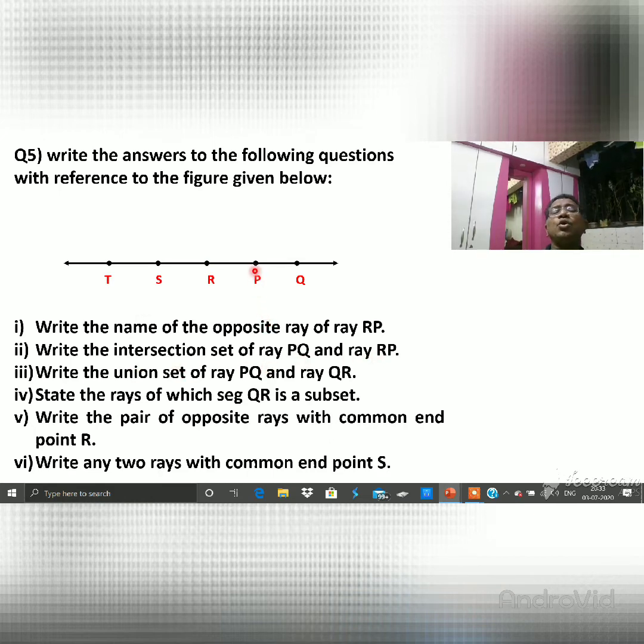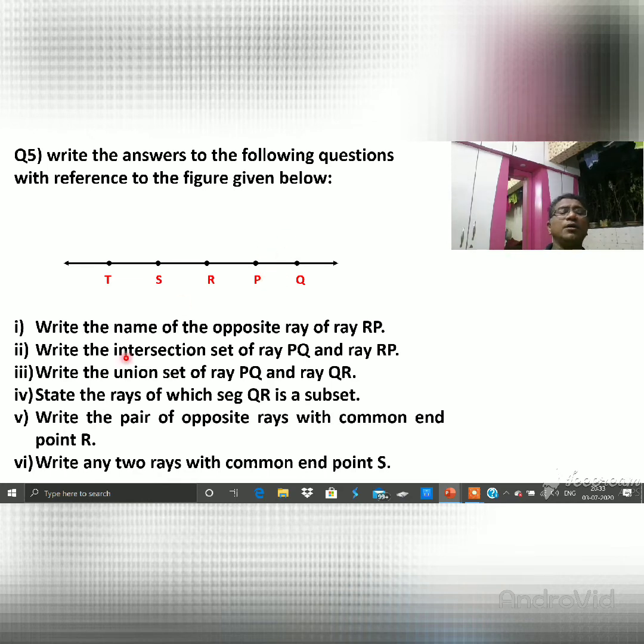Then the intersection of ray PQ and ray RP. Ray PQ started from P. P is fixed, but at the point Q it can increase further. Then there is the ray RP. This is R, the starting point. At point P it is unlimited. So this RP can go along PQ also. So the intersection is ray PQ.